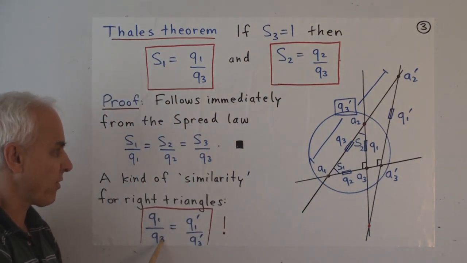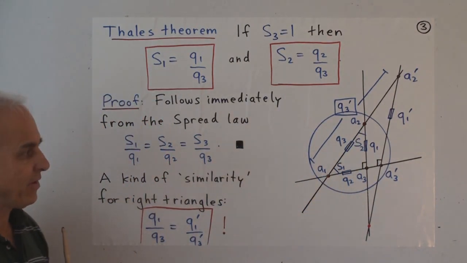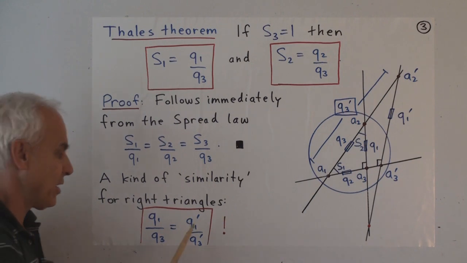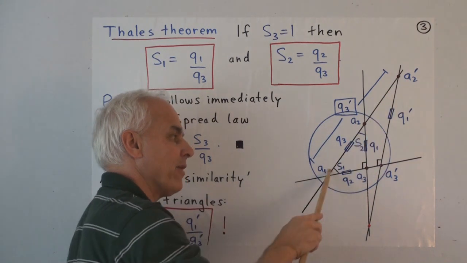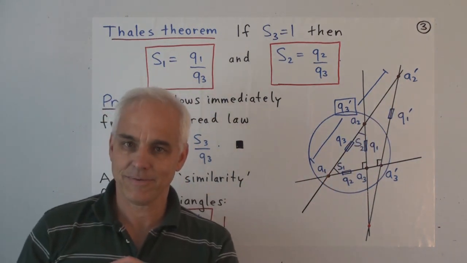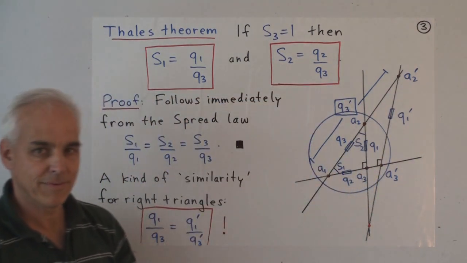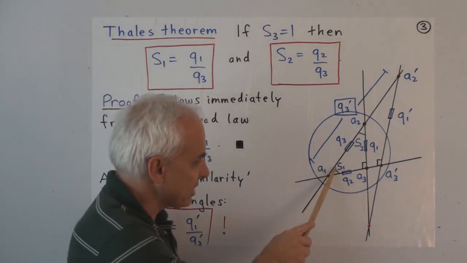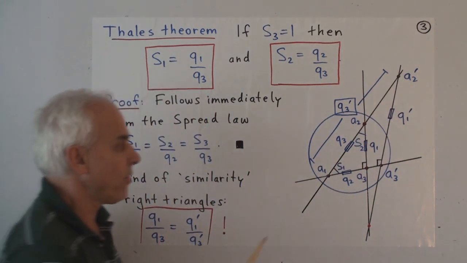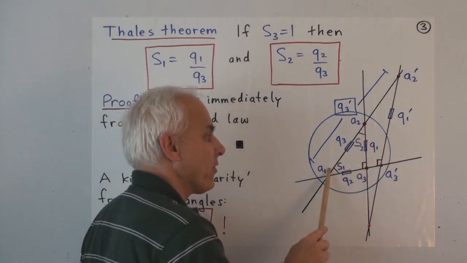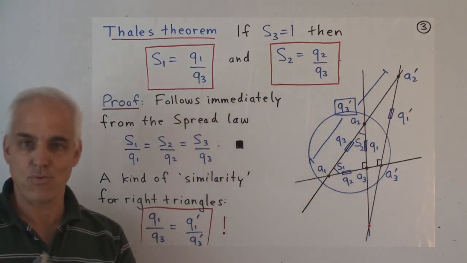So Q1 over Q3, the ratio of opposite to hypotenuse in the smaller triangle, is equal to Q1 prime over Q3 prime, the ratio of opposite over hypotenuse in the bigger triangle. So these two triangles are not similar, but they share this spread here. They're both right triangles, and so the ratios of these quadrants, opposite to hypotenuse, are equal.